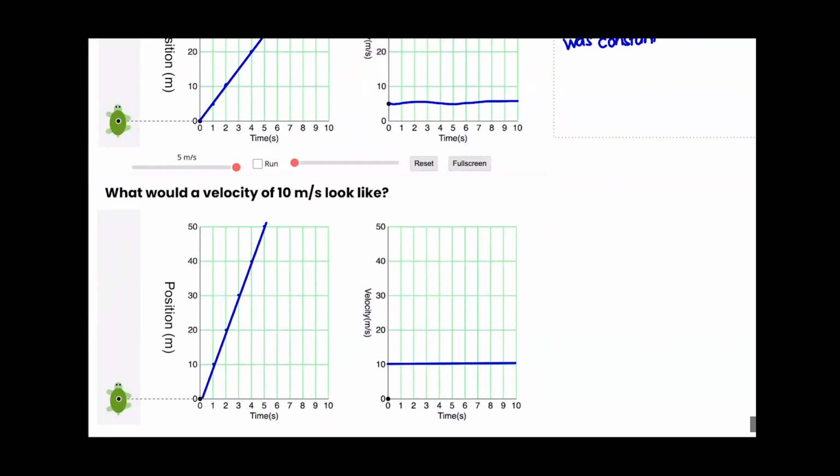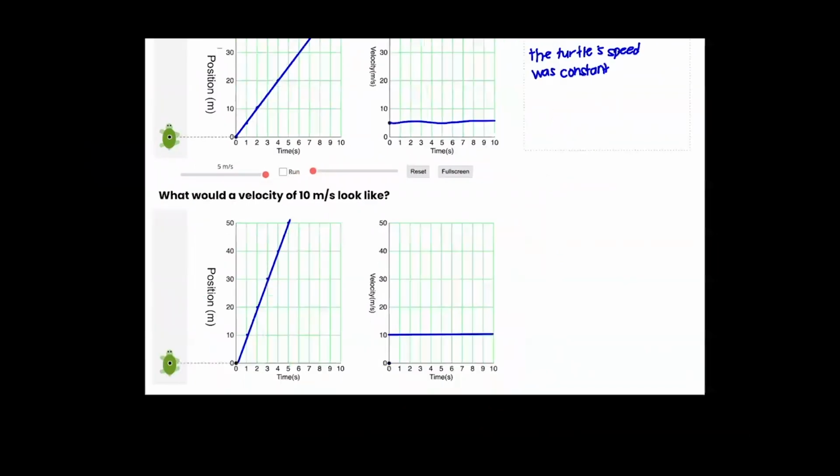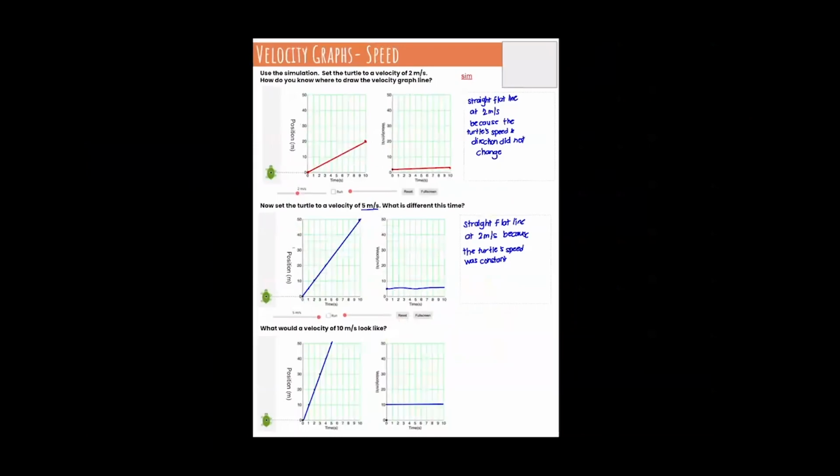All right, so that is velocity graph speed. Just make sure to write in your description of how you know where to draw the velocity graph line.